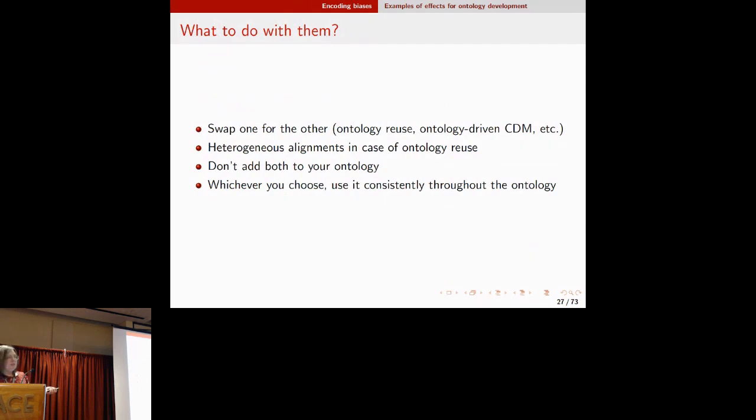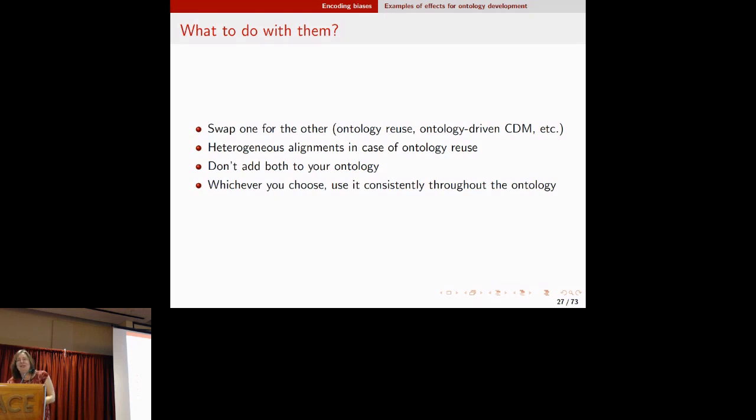And what to do with all of those differences? You can already see it's going to have some effect on the ontology development tools. You may want to swap one pattern for another pattern, heterogeneous alignment as mentioned. In any case, do not put both in your ontology because you want to please everybody. We have seen some of those ontologies as well when we were analyzing, so don't do that. Choose just one and stick to it.